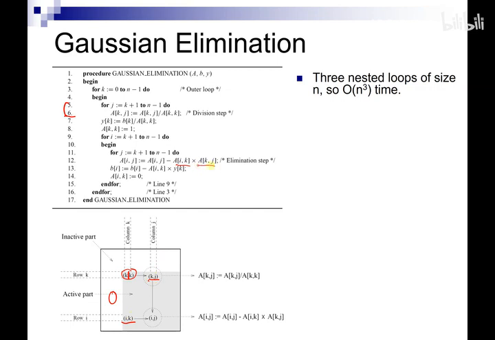So A_ik times A_kj, right? And then you add it, or negative of that, and you add it into this A_ij over here, okay? And you do this for all of the elements in this row, right? Yeah, so that is this computation over here, okay? And overall you have 3 nested loops, okay?